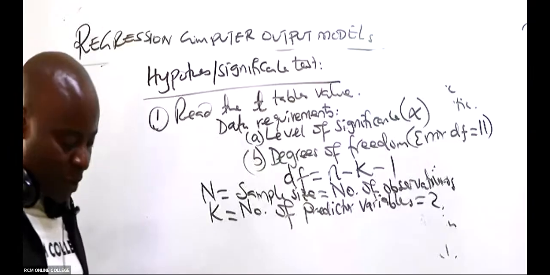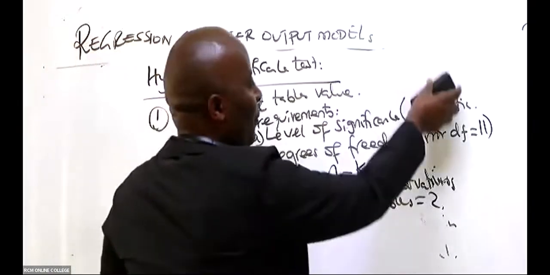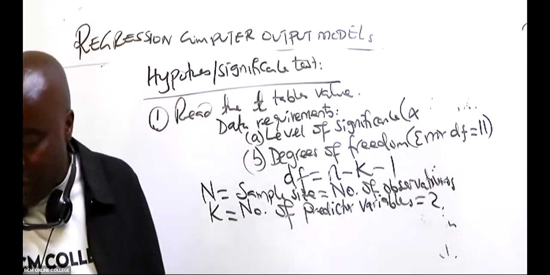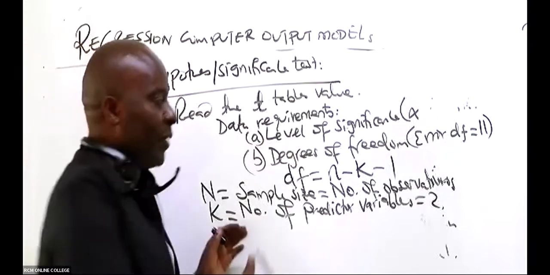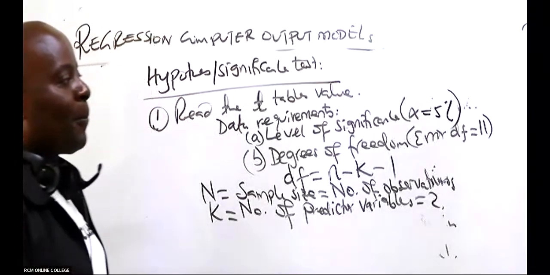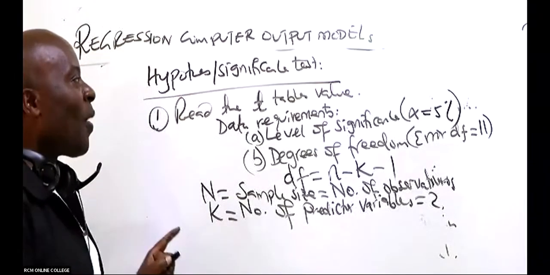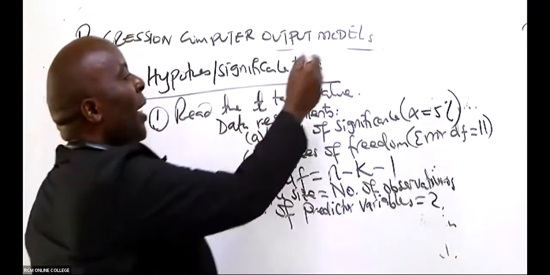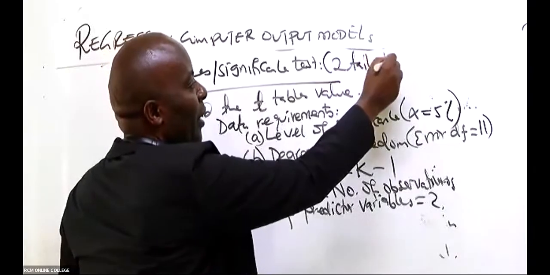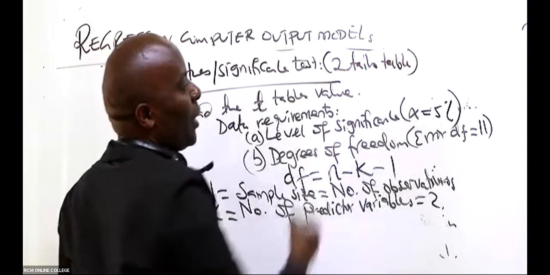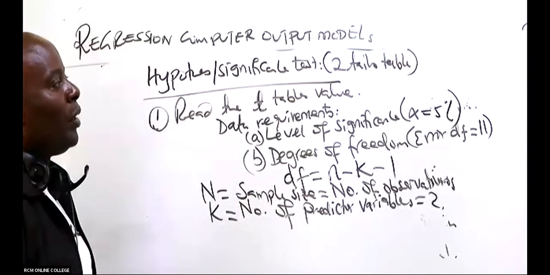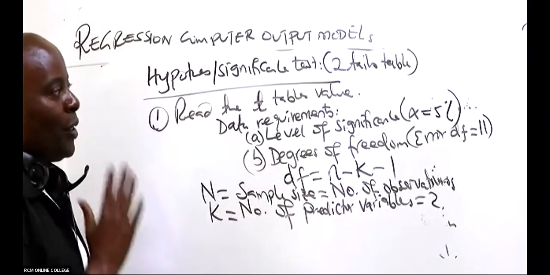Remember, level of significance, this alpha, they have given me a percentage. They have told me the significance level is 5%, isn't it? The other thing you're supposed to know, for our significance test here, for the T, we always use what we call the two tails table. Yeah, we shall always use the two tails table.